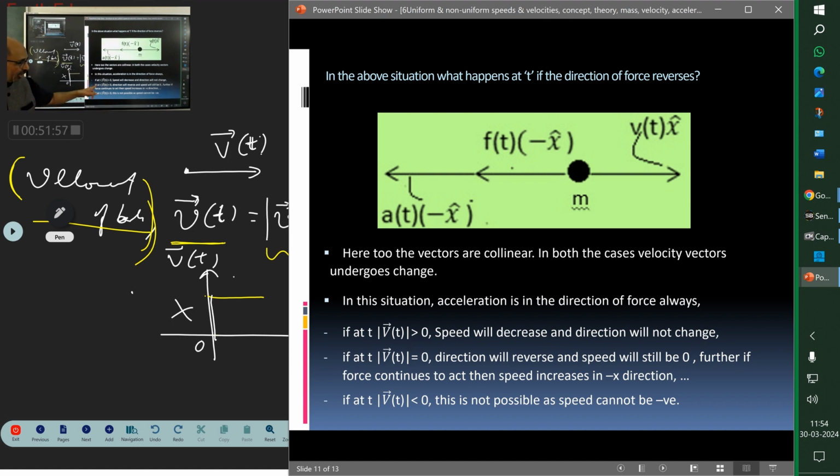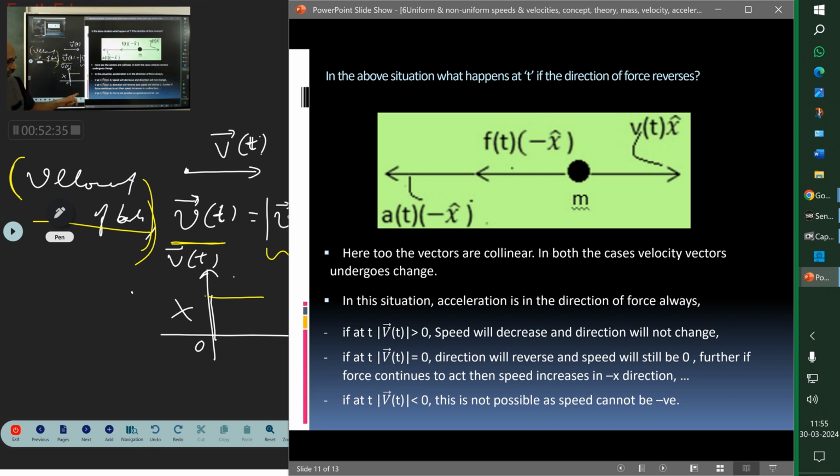Now if modulus v bar t is equal to 0, that means the body is at rest, direction will reverse, speed will still be 0. Further, if force continues, that means at that instant, you understand here, if the body is at rest, you apply force at that instant. Exactly at that instant, immediately the velocity will not change. I think I have discussed this yesterday. So, the velocity is still 0. And if the force continues beyond t, then the speed increases in the negative x direction. I hope it is clear.